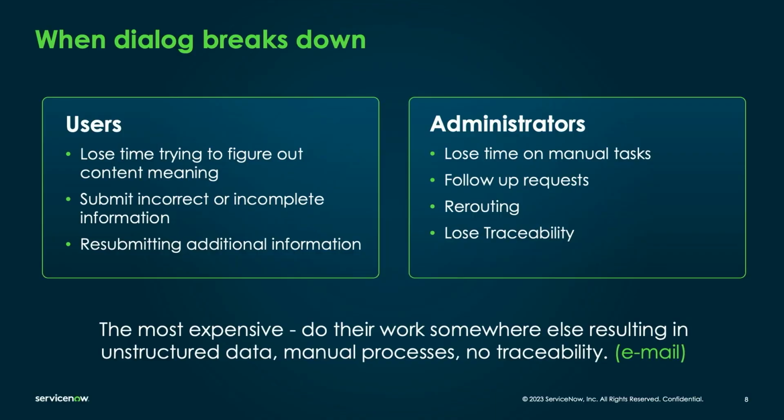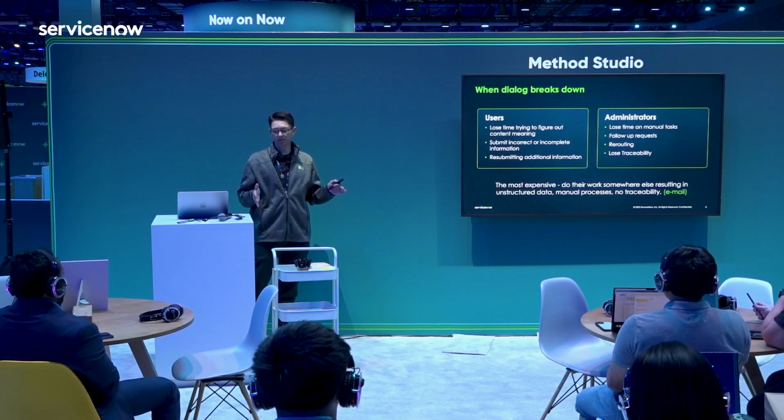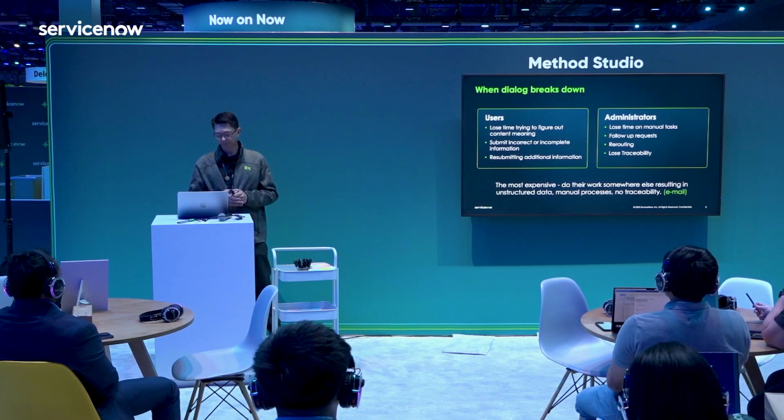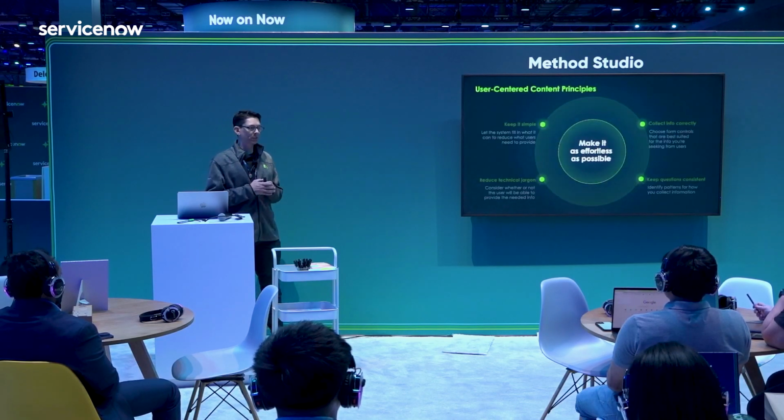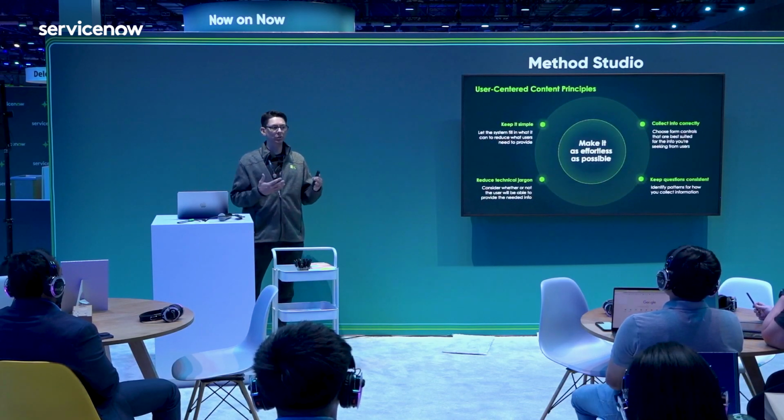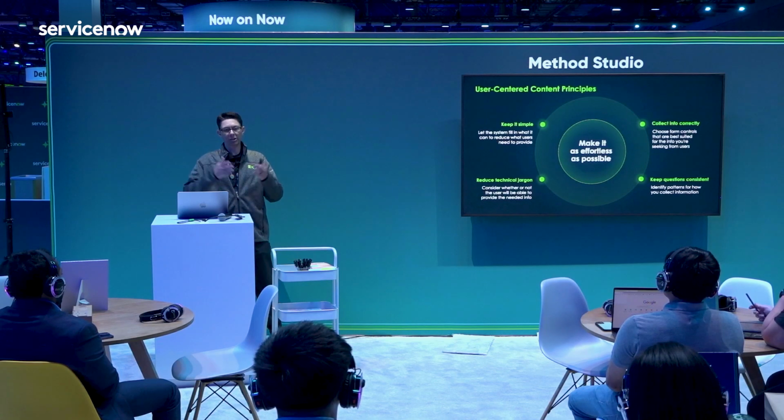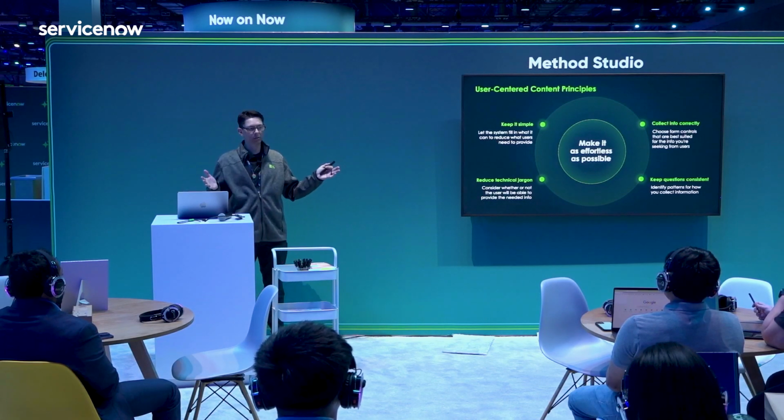And then lastly, they lose traceability. And the way they lose traceability, and the most expensive problem that can be created with poor form UX, is they don't use the form at all. They submit via email, right? They go back to their default. They go to Slack or Teams or email, and now you're stuck in a very manual, very interactive process that can be very expensive. And you lose traceability. So now you lose the structured data. You lose the ability to actually use that information over time to improve your processes.